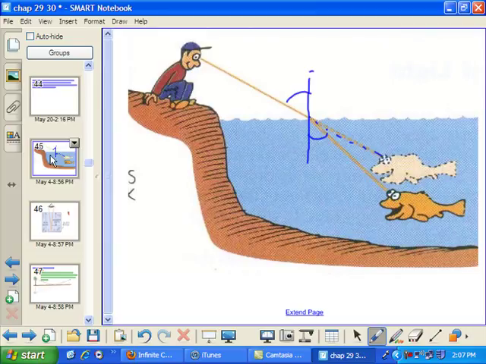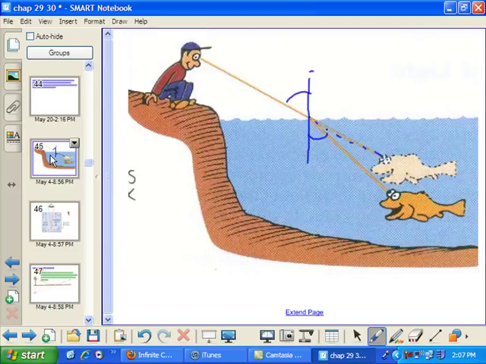So if you want to grab the fish, you've got to go even below. In other words, you're going to aim basically in front of the fish. It's like if I was spear fishing. If I had a spear and I wanted to spear this fish, am I going to aim above the image, at the image, or below the image? Below. Yeah, I'm going to aim in front and below the image.